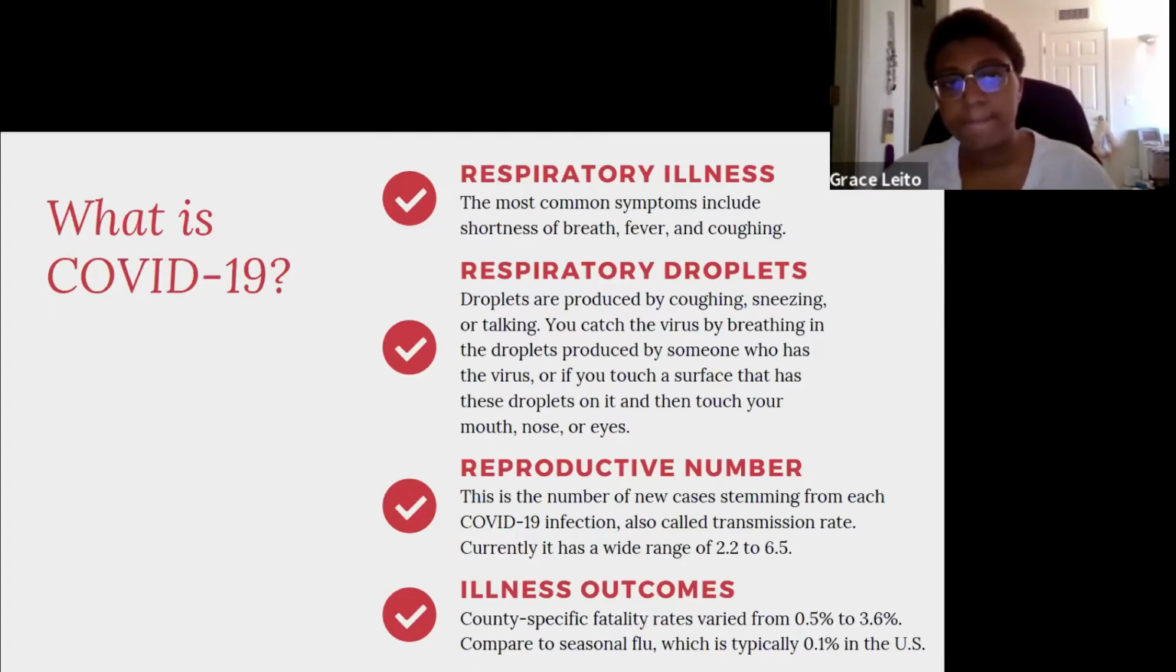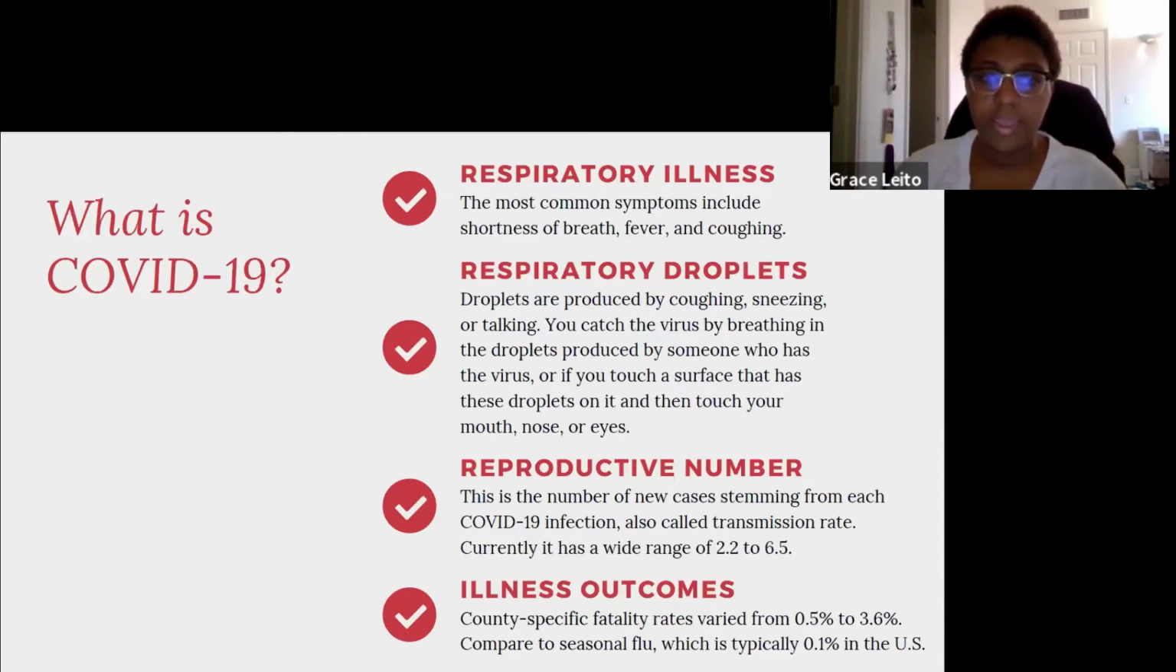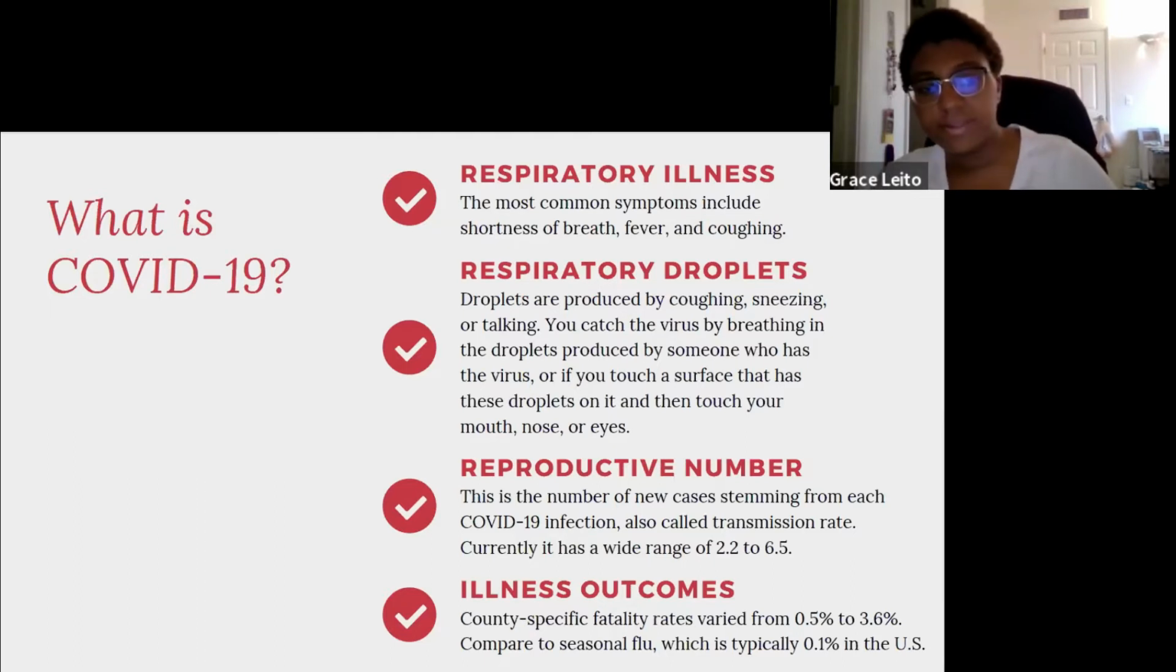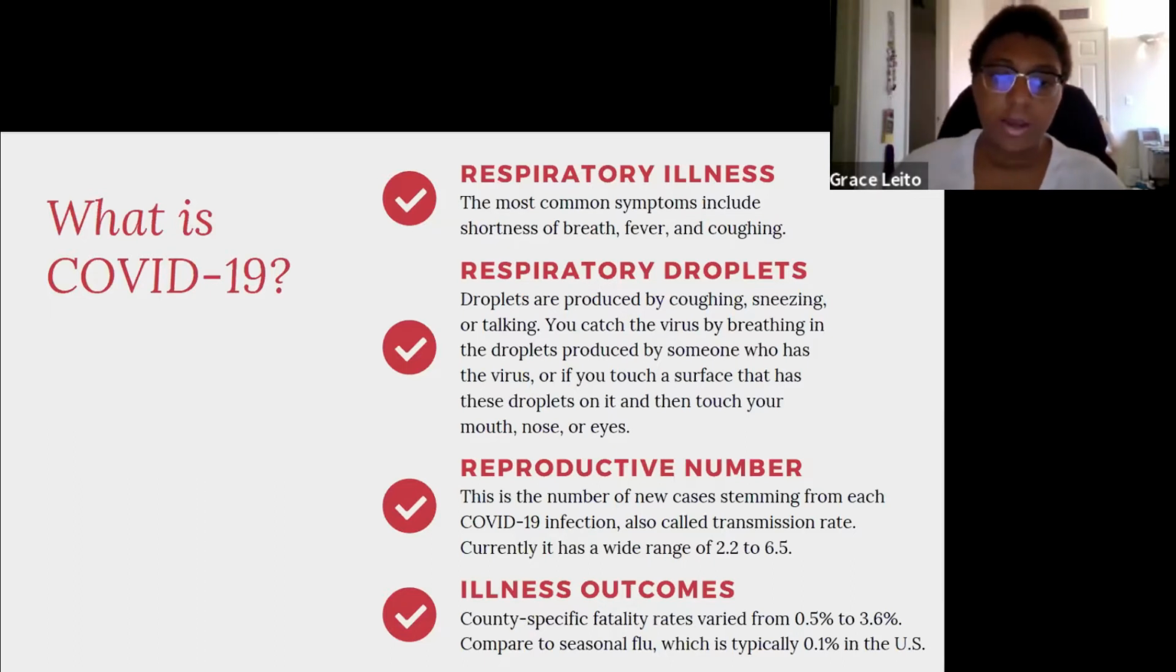And for illness outcomes, county-specific fatality rates varied from 0.5% to 3.6%, compared to seasonal flu, which is typically 0.1% in the US. 0.5% may not seem like a large number, but when you consider it as fatality rates, it's actually quite a large number of people that can die due to this illness.